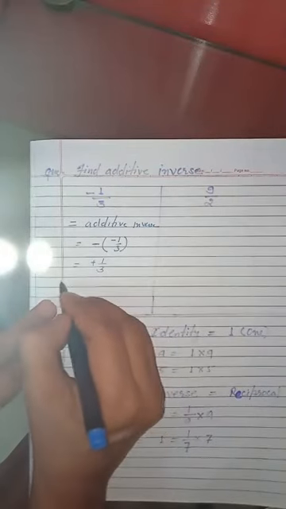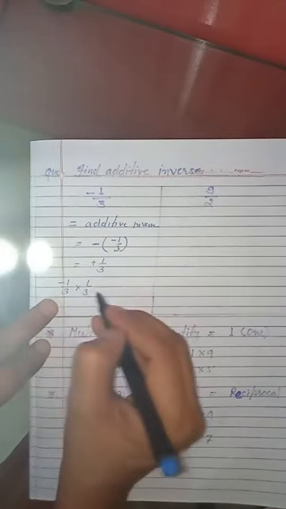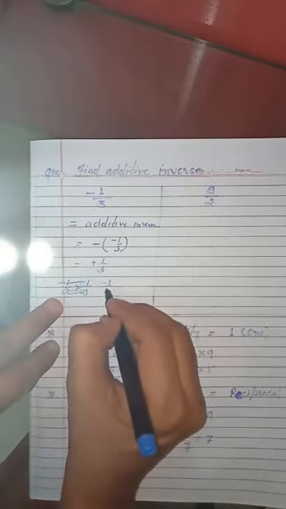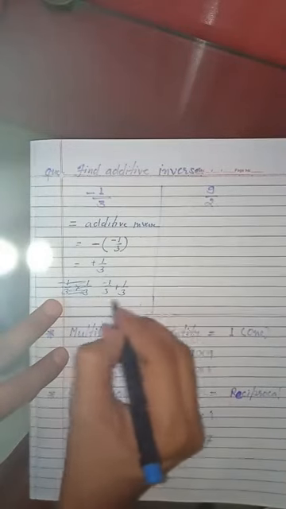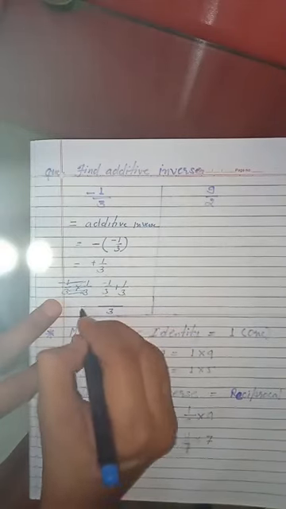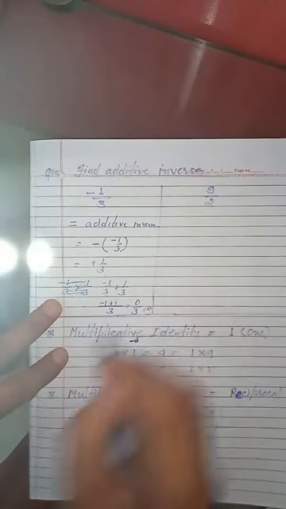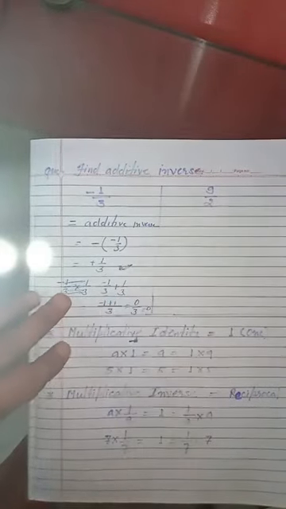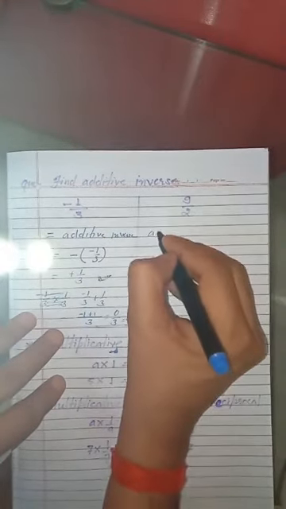You can also check your answer. Additive is addition. So minus 1 upon 3 plus 1 upon 3. Whenever you add these numbers, the denominators are the same, so you can take the common denominator 3. So minus 1 plus 1 is equal to 0 upon 3, and that is 0. So you prove your answer that your additive inverse is plus 1 upon 3. Now again see another example, 9 upon 2. You have to find out the additive inverse.